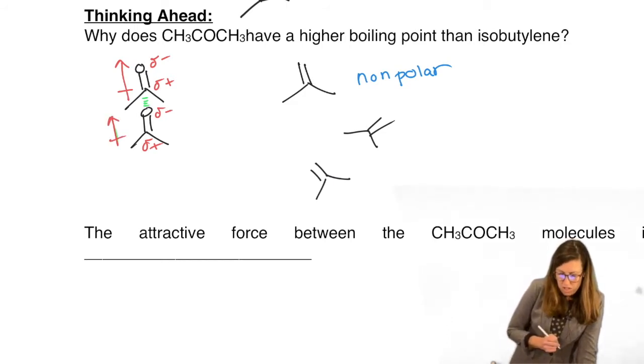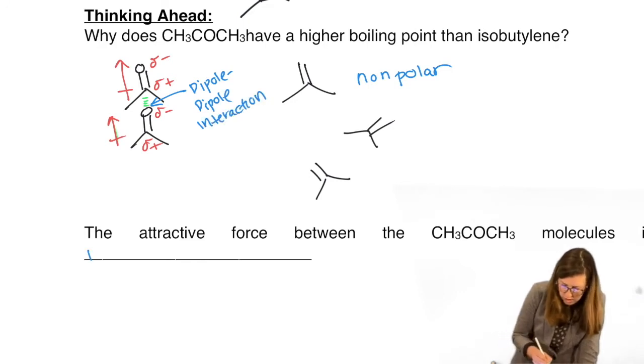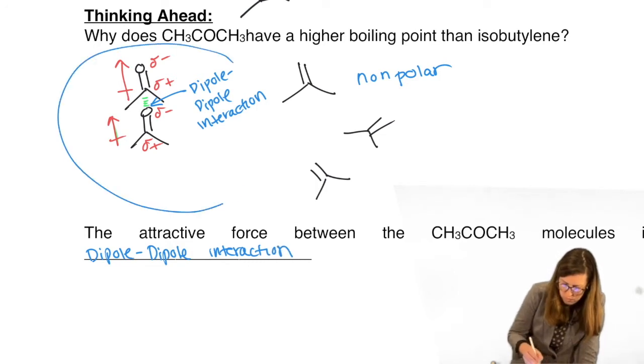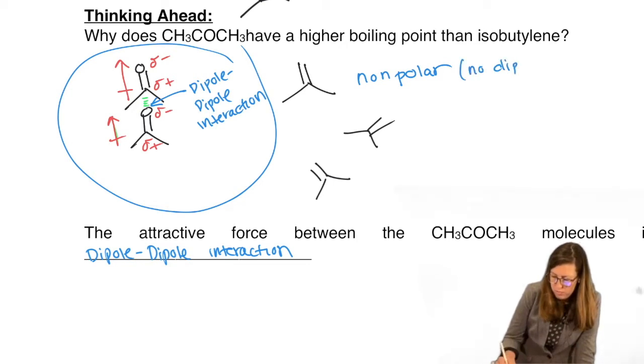That attractive force happening right there between a delta plus and a delta minus between 2 polar bonds is called a dipole-dipole interaction, because we have a dipole and we have another dipole. Dipole-dipole interaction. Actually, I'll fill it in here. Dipole-dipole interaction. Right, so nonpolar has no dipole interactions. Therefore, it makes sense that acetone has a higher boiling point.